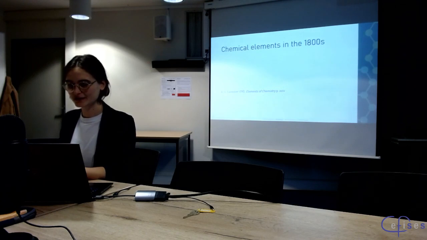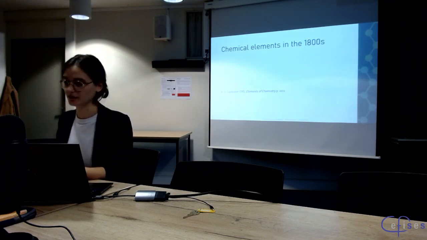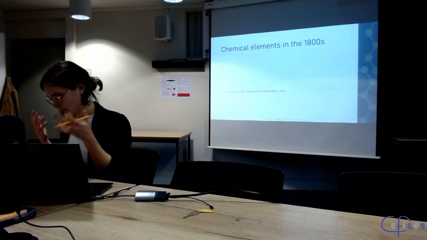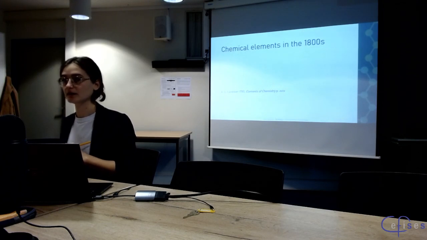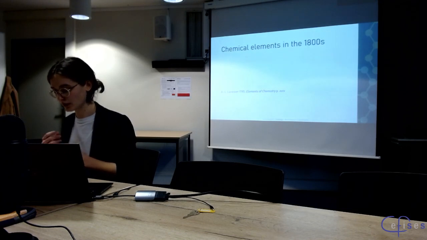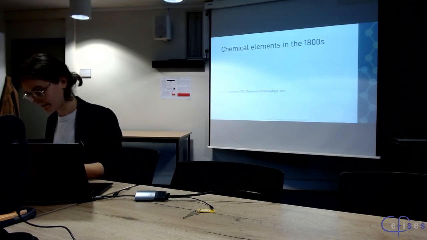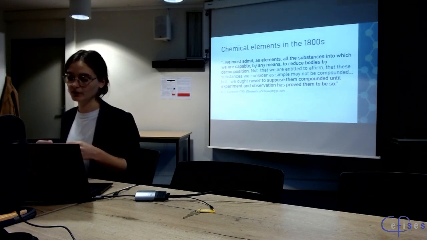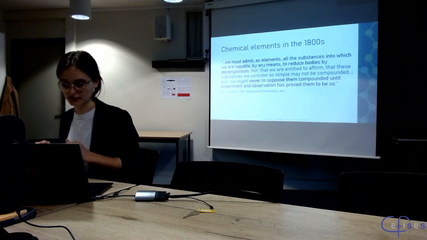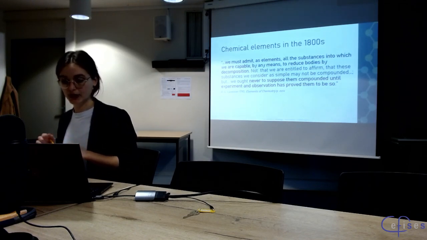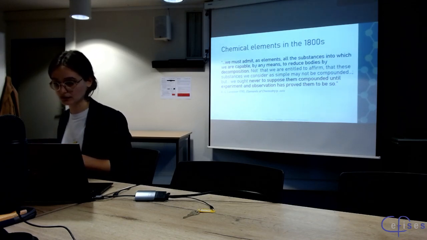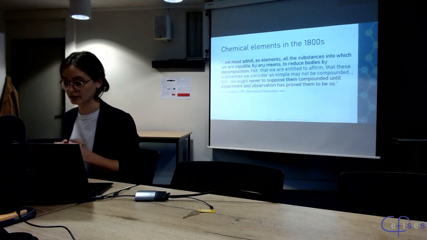So chemical elements, right after the chemical revolution, as it is usually called, in the late 18th century, the view of what chemical elements were changed. The most accepted definition around this time, from the late 18th almost all the way to the end of the 19th century, was based on the definition formulated by Lavoisier, who said that we must admit as elements all the substances into which we are capable by any means to reduce bodies by decomposition.